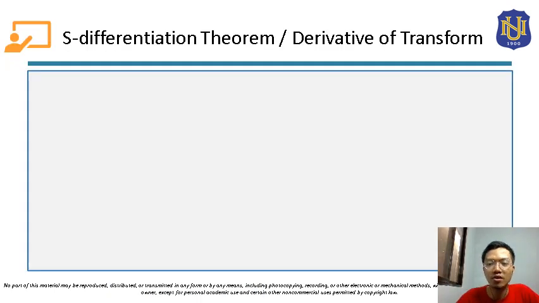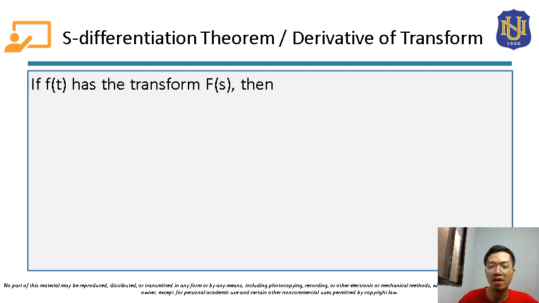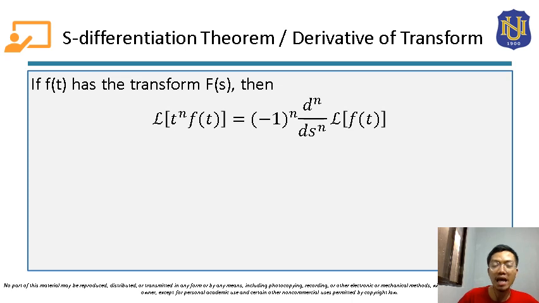Okay, so let's proceed now to the third theorem, which is the s-differentiation theorem. Okay, so this is also called derivative of transform. So basically, we're going to use your basic knowledge about derivatives. Okay, so if f of t has the transform F of s, then the Laplace transform of t raised to n times f of t is equal to negative 1 raised to n times the derivative with respect to s with order n of the Laplace transform of f of t.